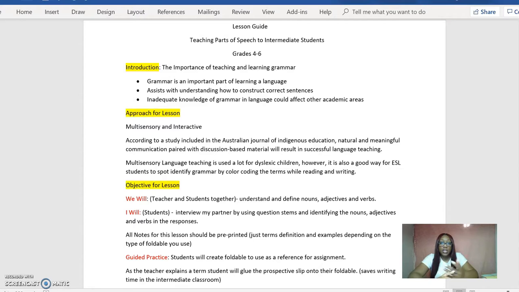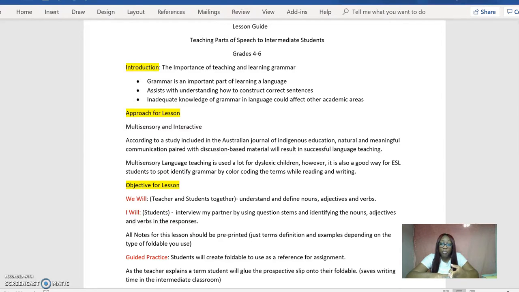So the importance of teaching and learning grammar is that grammar is an important part of learning a language. Of course, it assists with understanding how to construct correct sentences as well as speaking in the correct way. Without an adequate amount of knowledge of grammar, students could fall behind in their other academic areas like math and history.